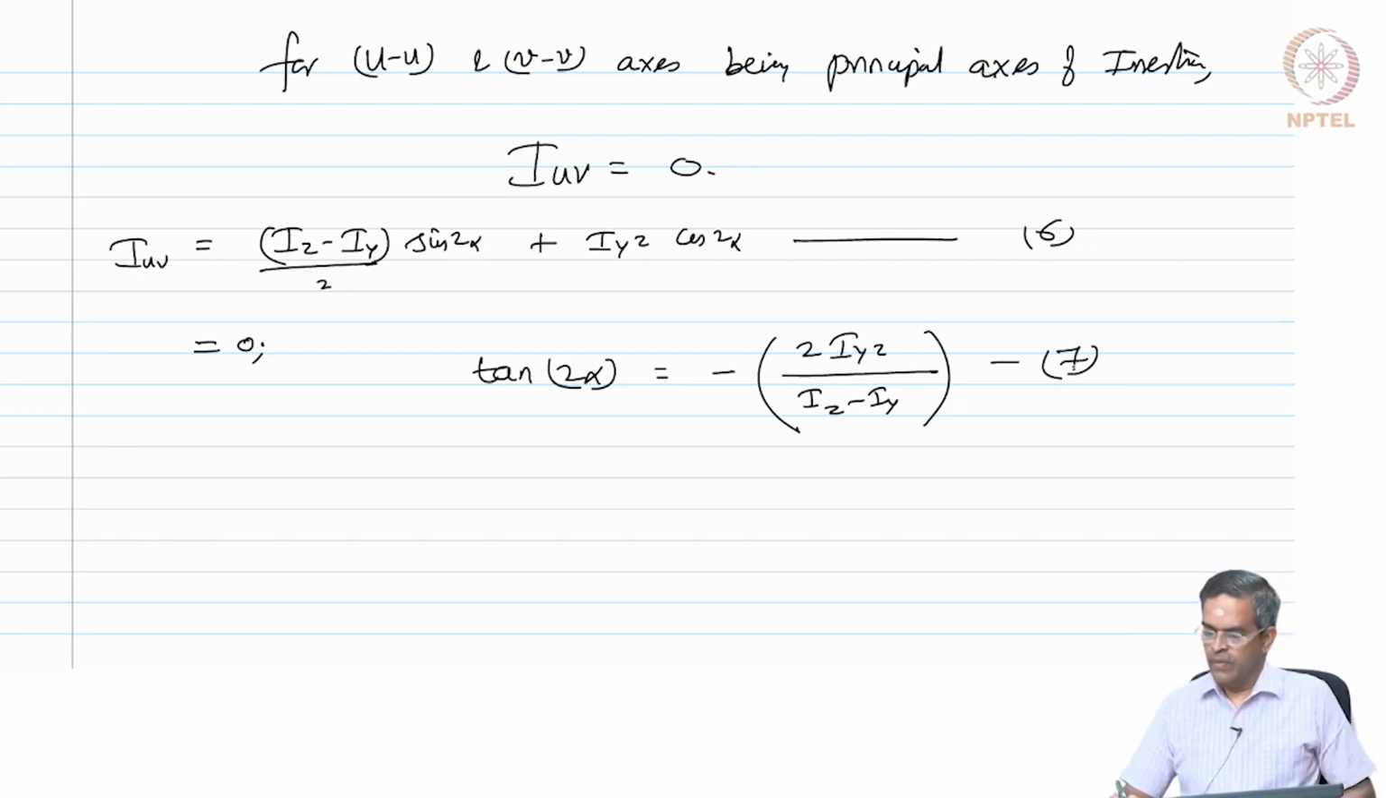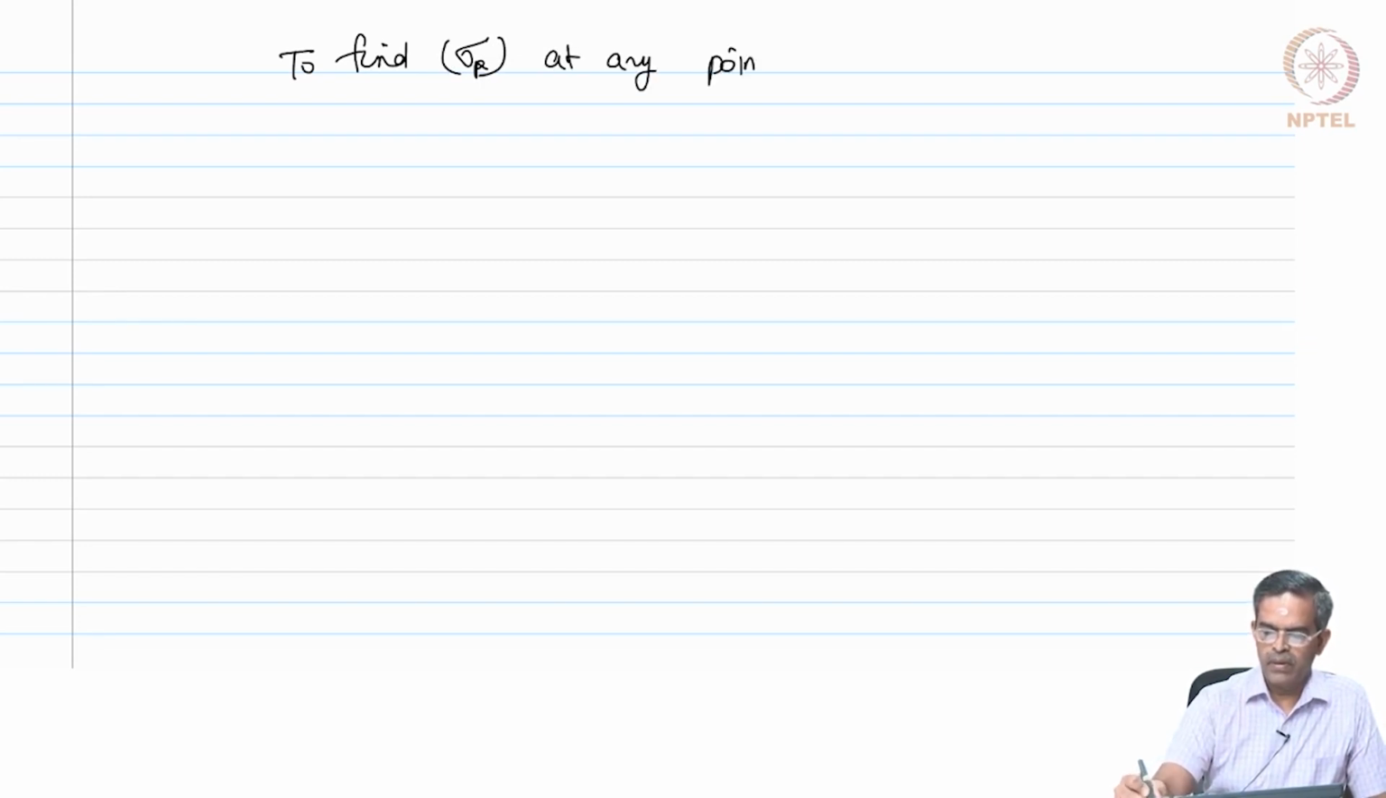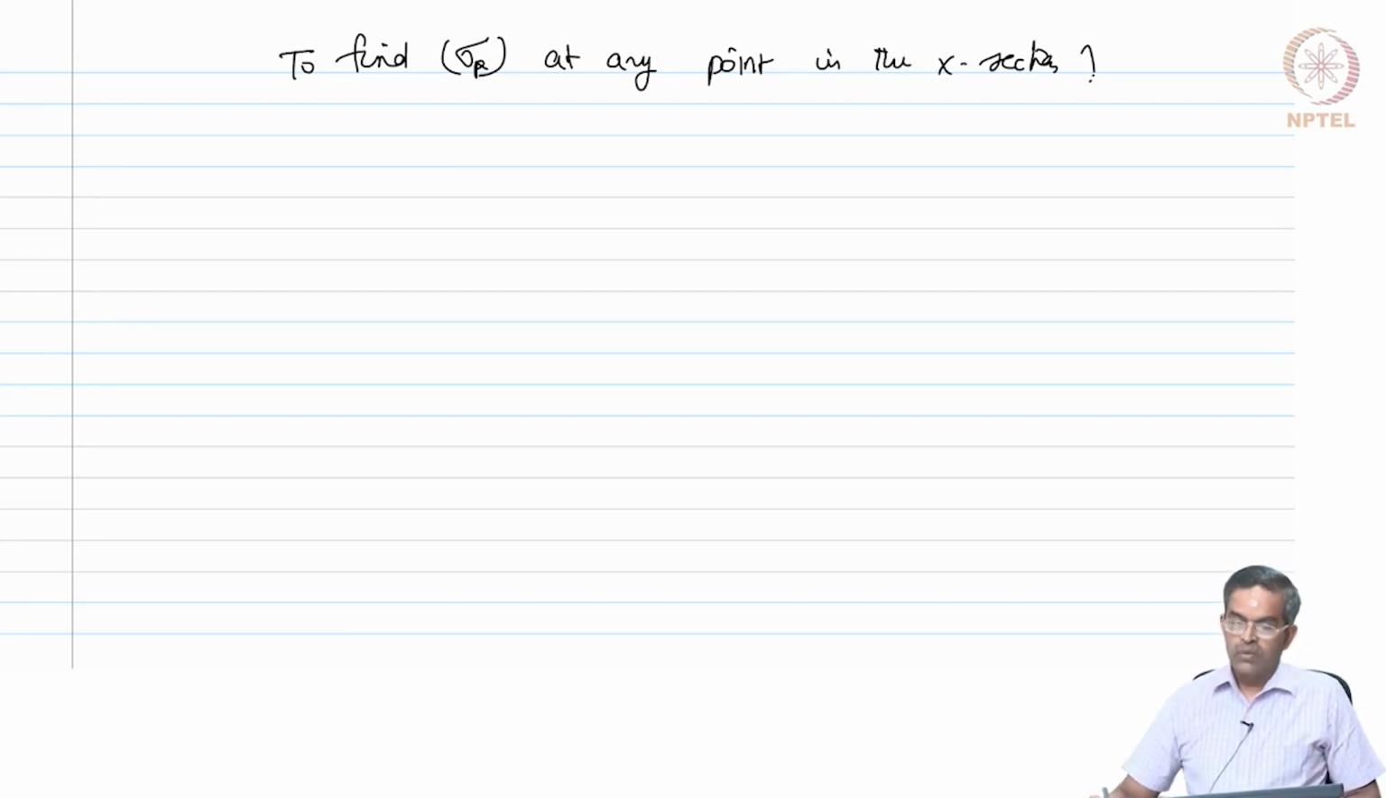So, friends, we are now interested to find out the stress at any point in a given cross section. Okay. So, our objective is to find the stress at any point in the cross section. That is the objective, is it not? So, we will look into this in detail in the next lecture.